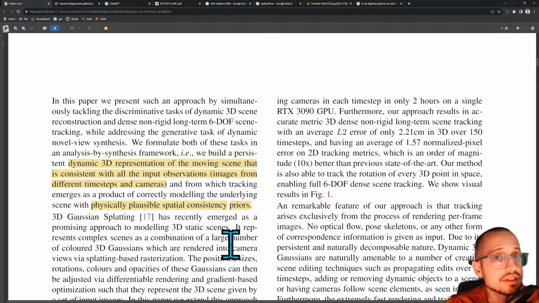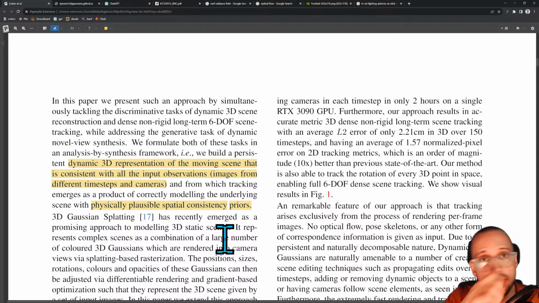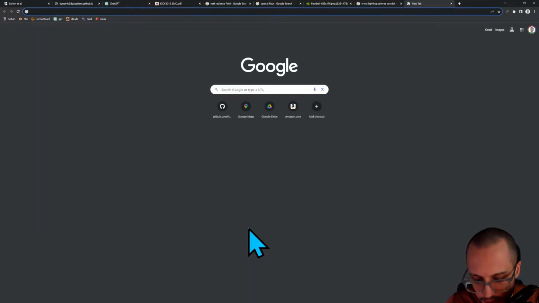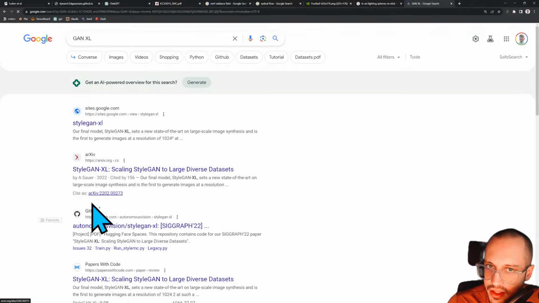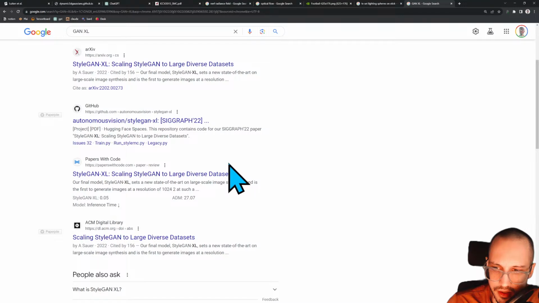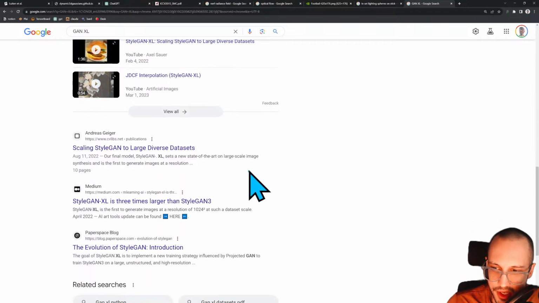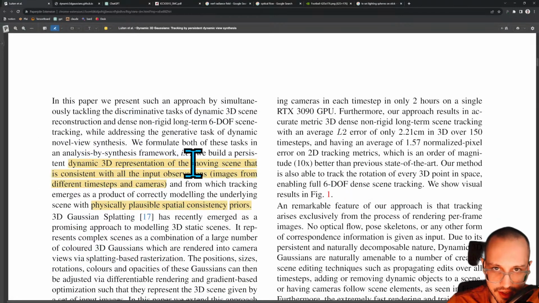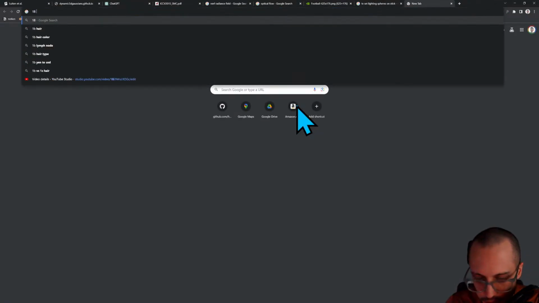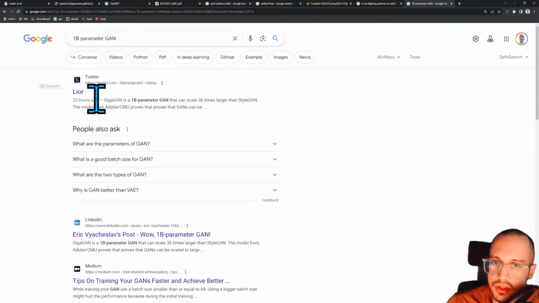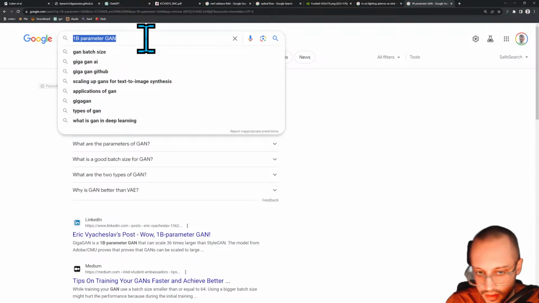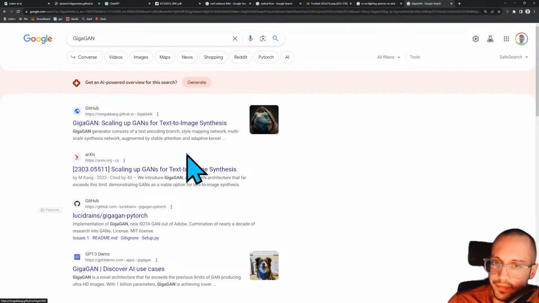I think we'll continue to see the ideas behind GANs turn up to achieve repeatable novelty. Yeah, I saw a GAN paper, GAN XL or something like that. There was a recent GAN paper that I saw that was basically a giant GAN. Like someone made a 1 billion parameter GAN. This one? Yeah, GigaGAN.